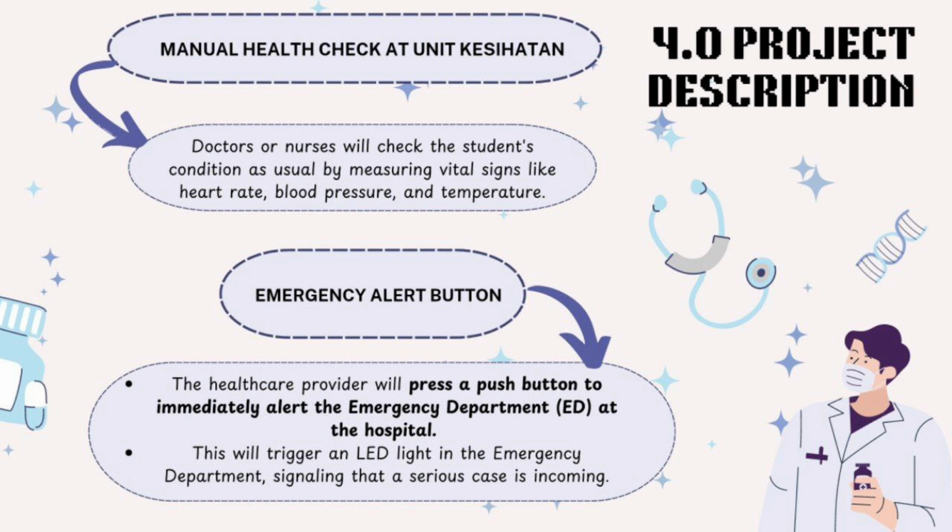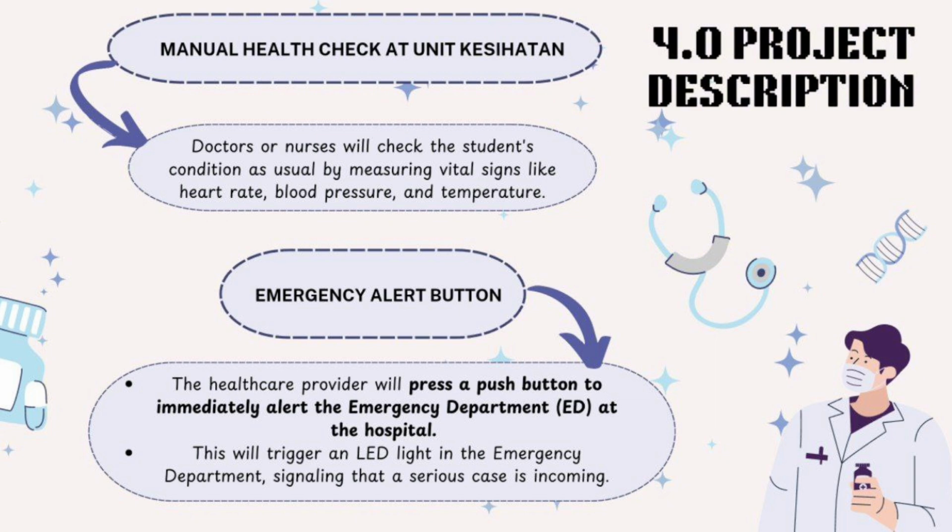Next, about project description. So first, manual health check at Unit Kesihatan. So doctors or nurses will check the student's condition as usual by measuring vital signs like heart rate, blood pressure and temperature. Next is about emergency alert button. When the condition of the student is critical or abnormal, the healthcare provider will press a push button to immediately alert the emergency department at the hospital.